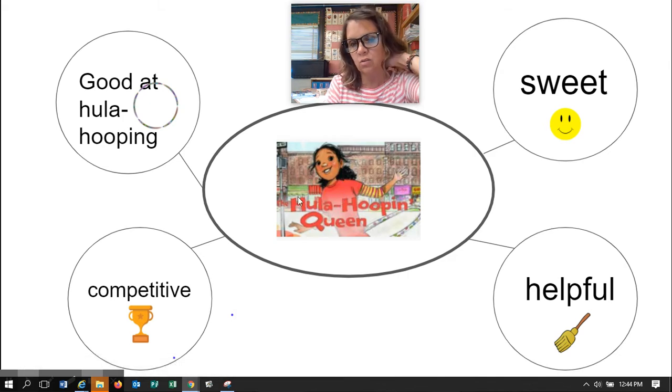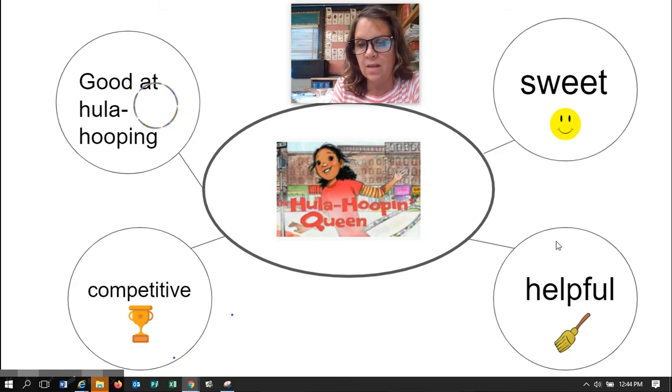So I described Tamika, the hula hooping queen. Here are the details that I came up with. I said she's good at hula hooping. She's competitive because she really wanted to beat her friend at hula hooping. So she has a competitive nature where she likes to win. Me too. I always want to beat my daughter at any game, even Candyland. She's sweet. Okay, I felt she was pretty nice to Miss Adeline at the birthday party. She was real nice to her, so she was sweet.